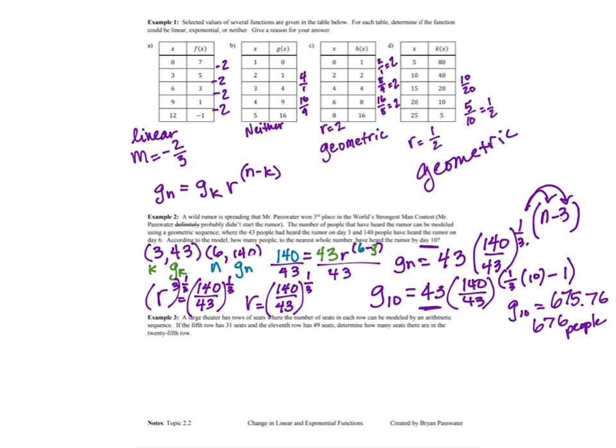Okay, let's do the last question before y'all start getting restless. The last question is a flashback to maybe 8th grade. It says, a large theater has rows of seats where the number of seats in each row can be modeled by an arithmetic sequence. Arithmetic means linear. If the 5th row has 31 seats and the 11th row has 49 seats, determine how many seats there are in the 25th row.